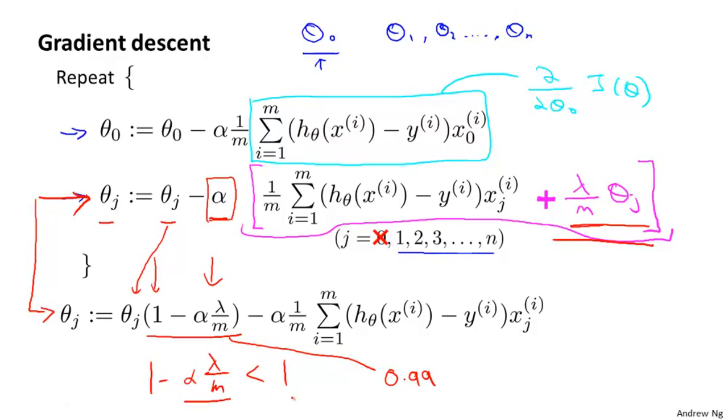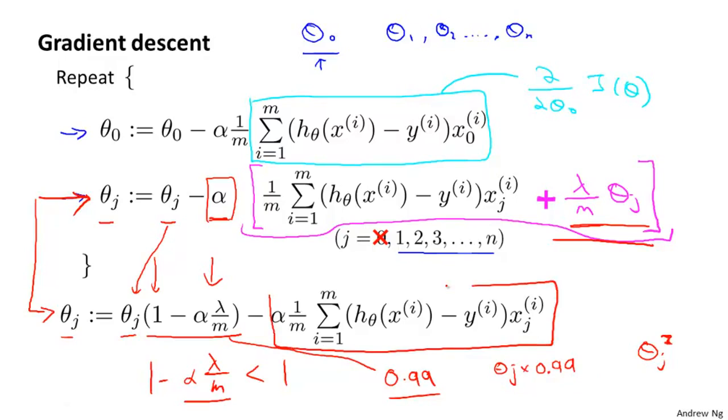And so the effect of our update to theta j is that theta j gets replaced by theta j times 0.99. So theta j times 0.99 has the effect of shrinking theta j a little bit towards 0. This makes theta j a bit smaller, or more formally, it makes the squared norm of theta j a little bit smaller. And then the second term here is exactly the same as the original gradient descent update that we had before we added all this regularization stuff. So hopefully this update makes sense.